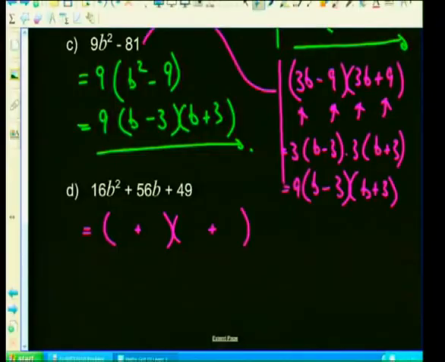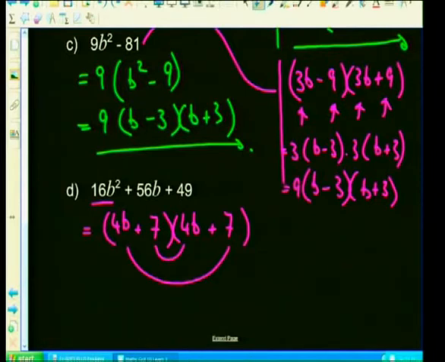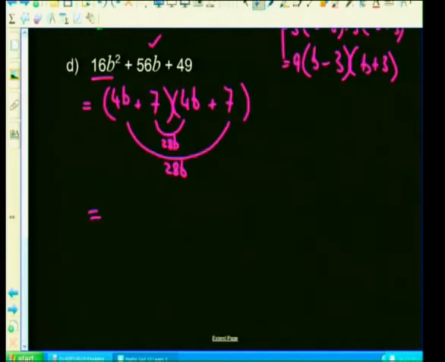So, I'm going to dive in and just test. How about 4b and 7 as a perfect square, giving us 56b in the middle? This is a test. Well, 4 sevens is 28. 4 sevens is 28. I'd be left with a 28b over there and a 28b over there, which does give me my 56b over there. That was one lucky guess. So, it's going to be 4b plus 7 all squared.